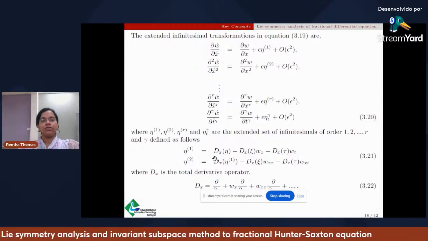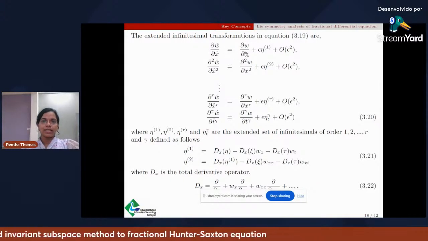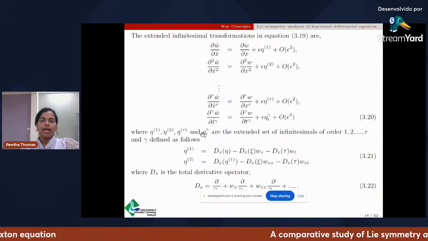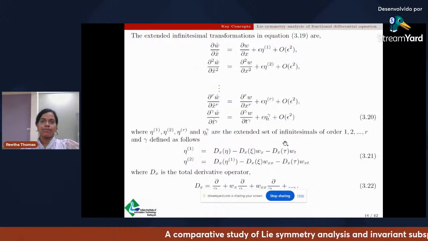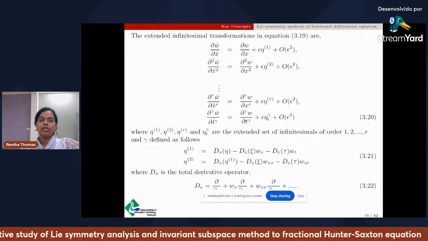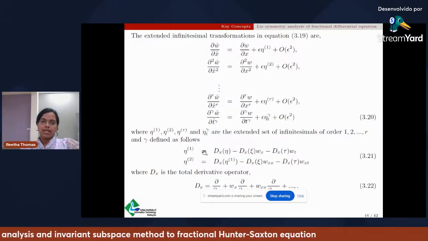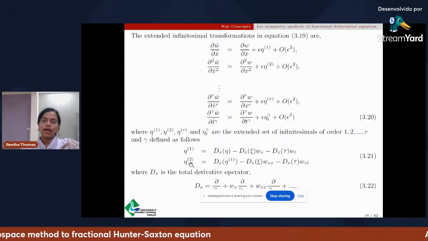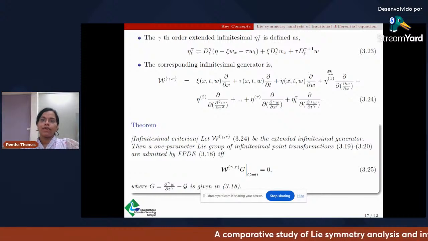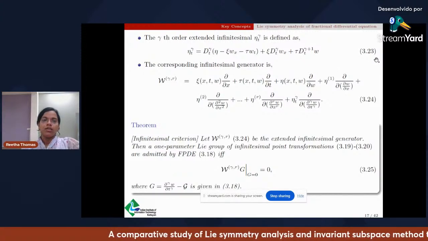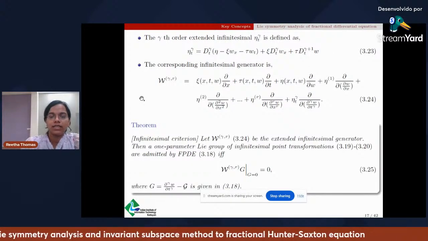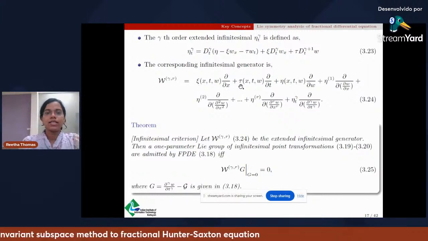And we can extend it to higher dimensions. For Wx, it is eta 1. For Wxx, it is eta 2. And eta t gamma for the fractional case is the extended infinitesimal, and the derivation is in the Bowman textbook. Eta 1, eta 2, eta r are already defined like this, and the gamma extended infinitesimal is defined like 3.23.